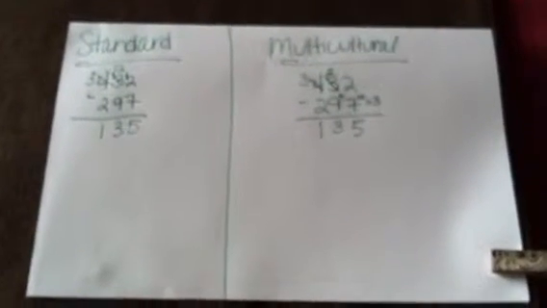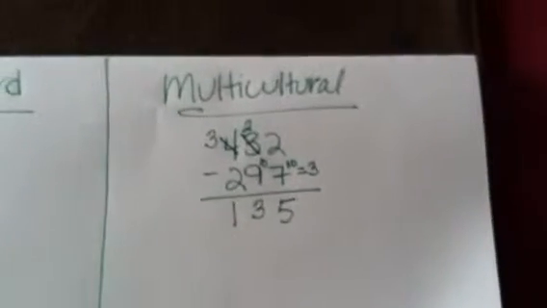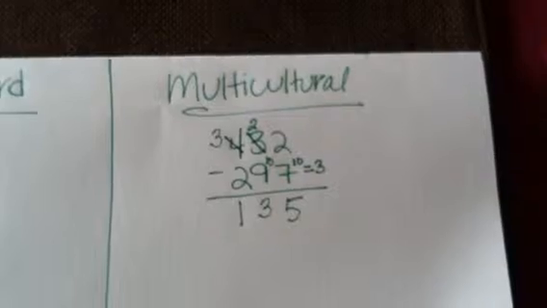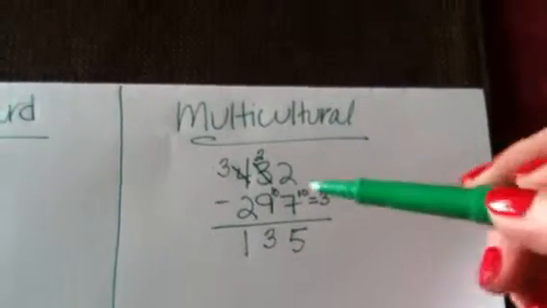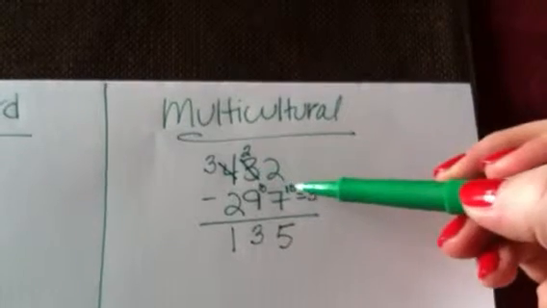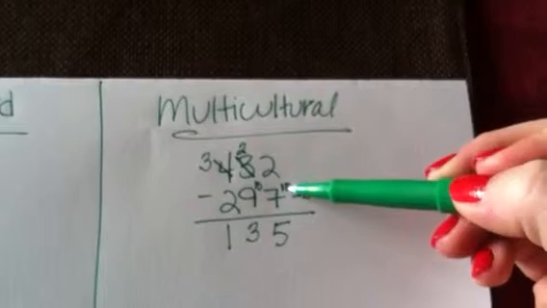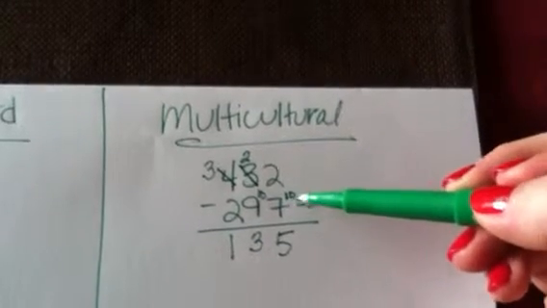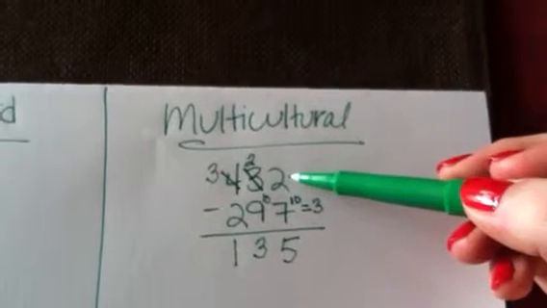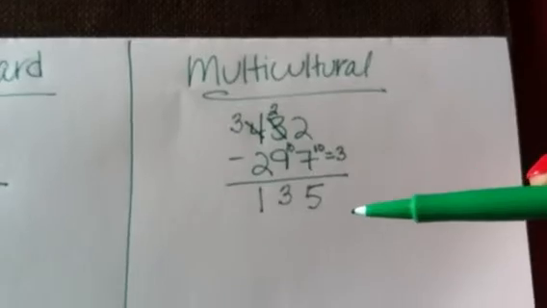Both answers are 135. So, to reiterate with our multicultural method, we do subtract right to left. But if you must borrow, you borrow like normal, but then you must give the 10 down here to this bottom number. We subtract the 10 minus the number, and then we add to the top number. Okay, and that's our standard and multicultural algorithm.